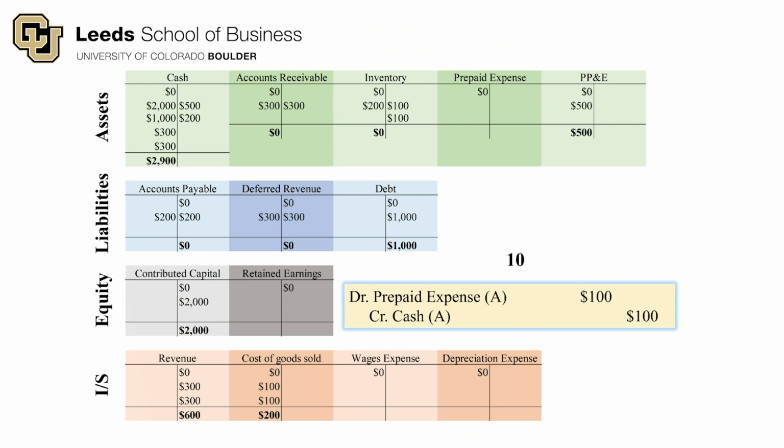Number 10 is a prepayment to our employee, so they're getting an advance on their wage. We're going to remove that from our cash balance, and we're going to set up a prepaid asset there, a prepaid expense. So we've got less cash, but now we have an asset because we get our employee to work for us in the future. We've prepaid for that.